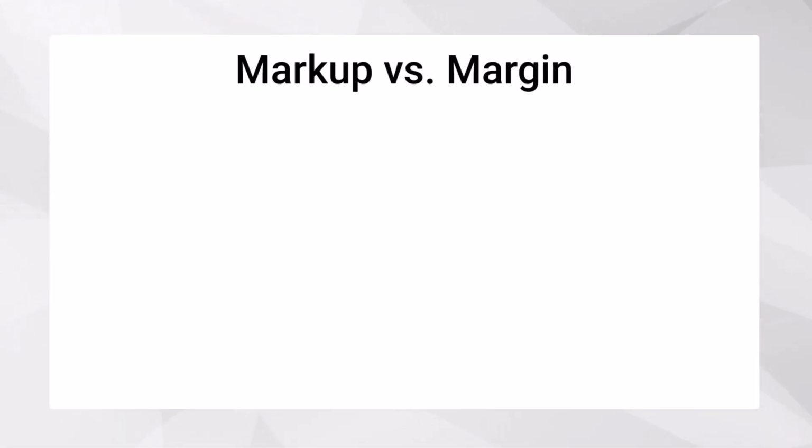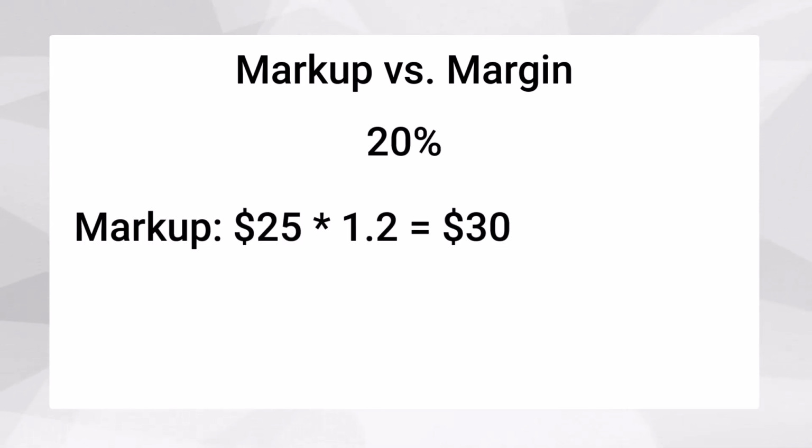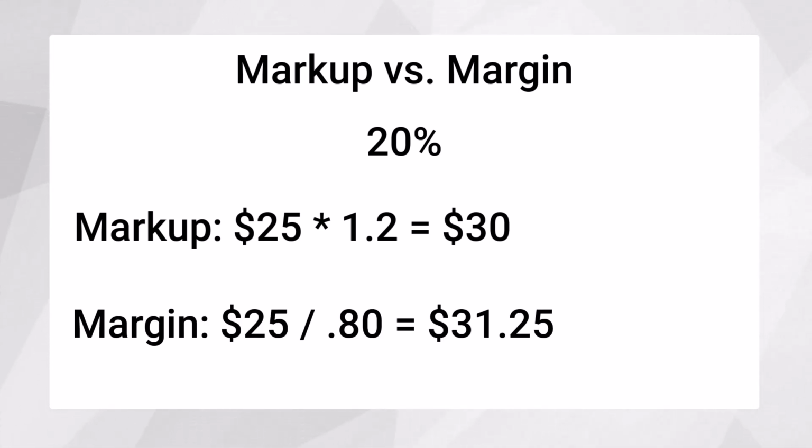Before we go further, let's quickly look at the difference between markup and margin, since both are now available here. Let's use 20% for this example. Markup is calculated by adding a percentage on top of your cost. Margin works differently. It calculates the price so that your profit is a percentage of the final selling price. Same percentage, but different results.